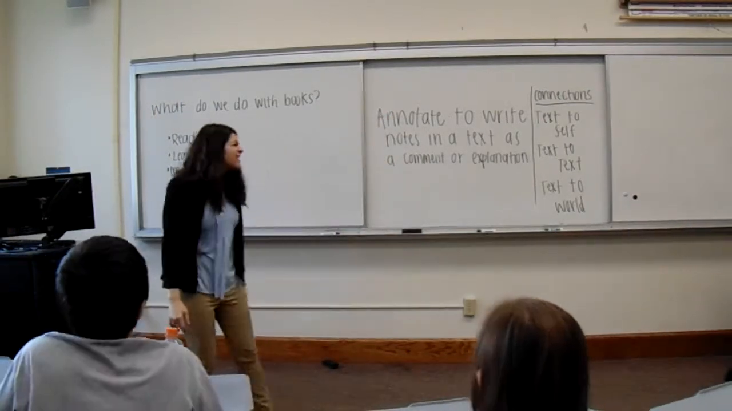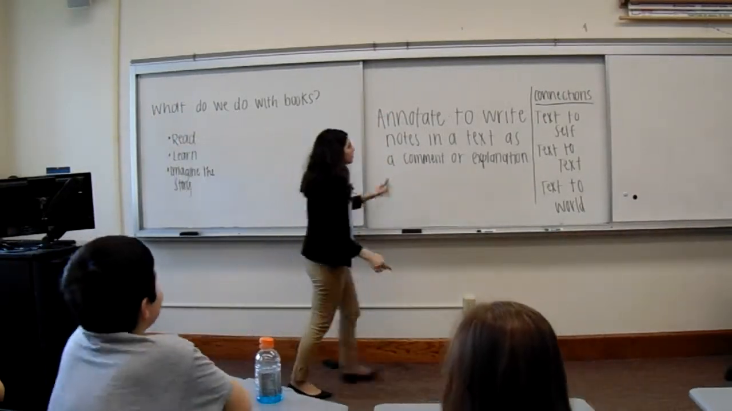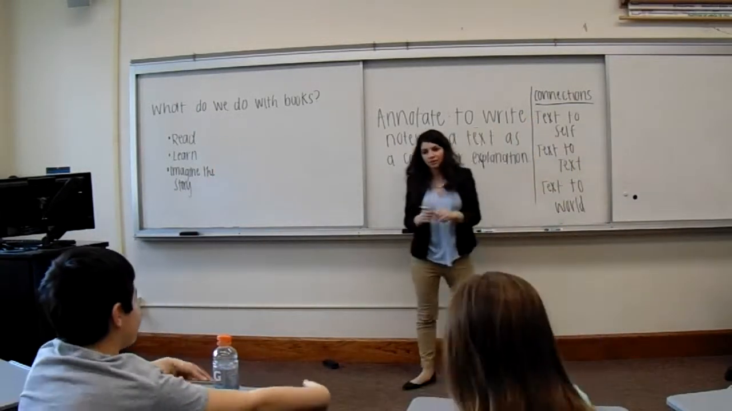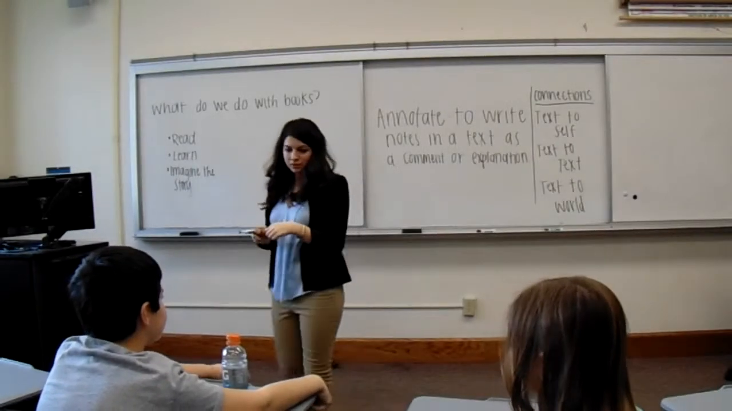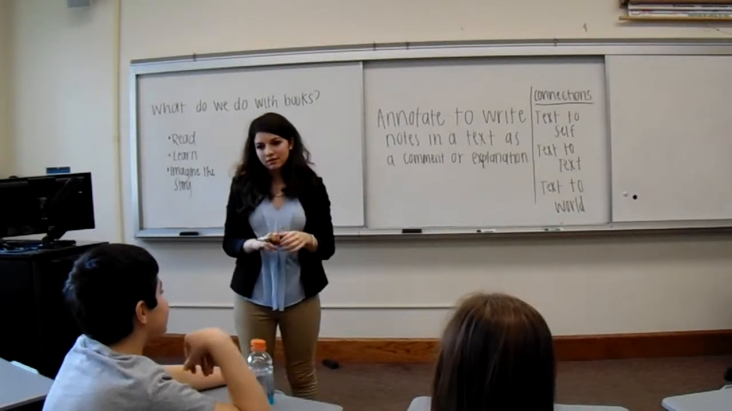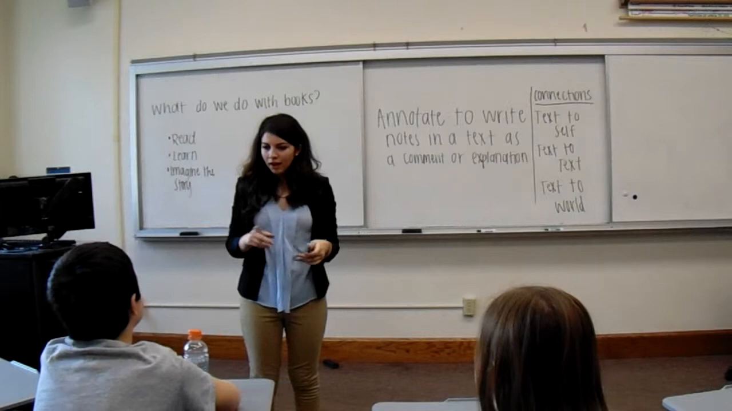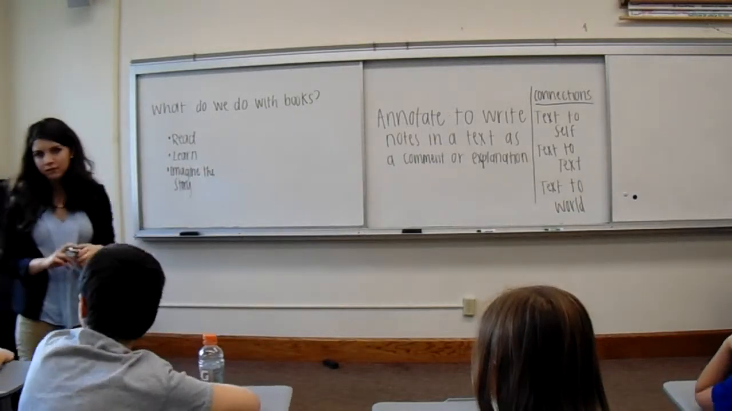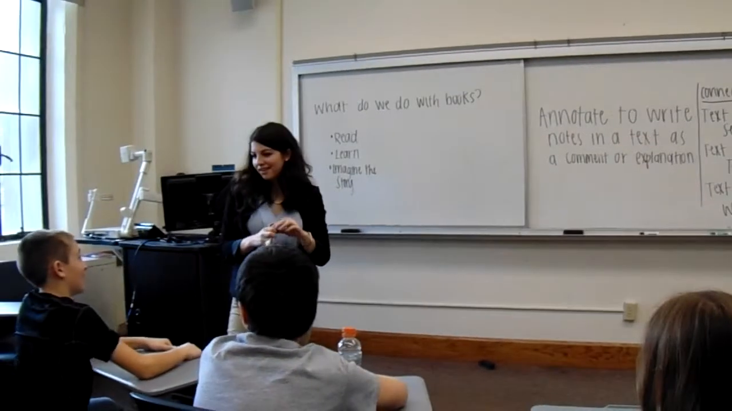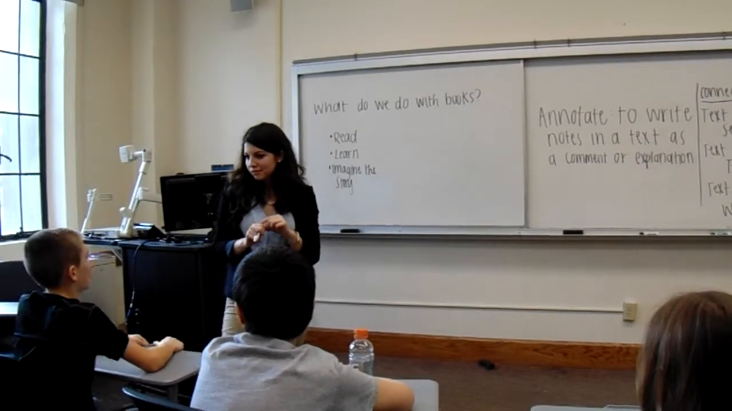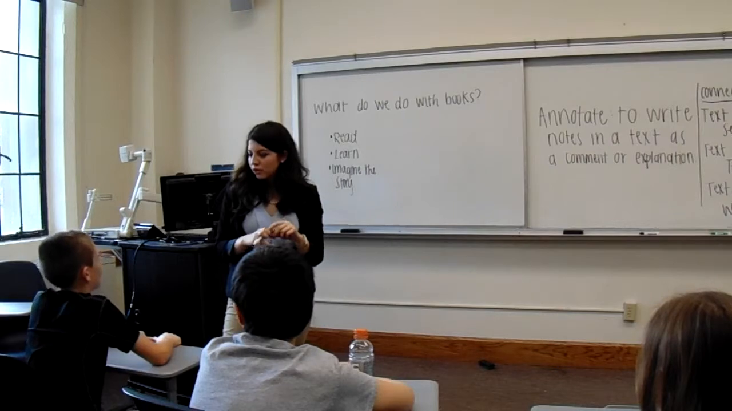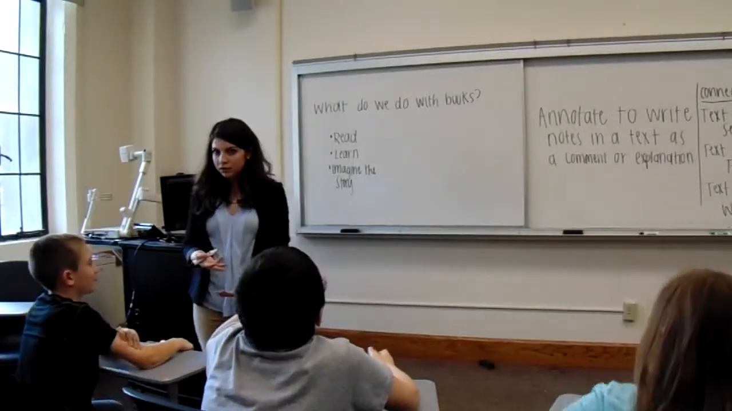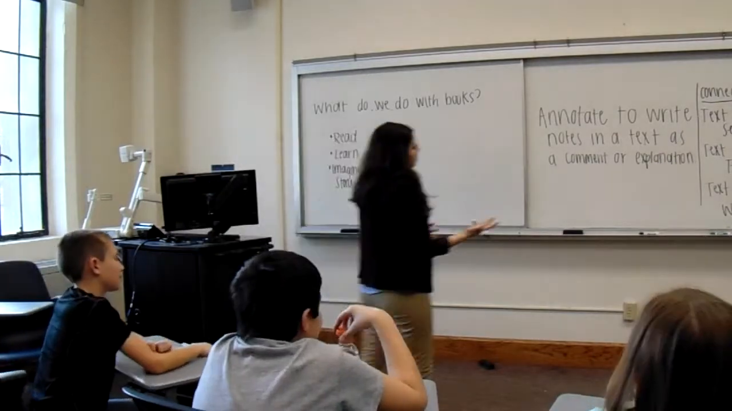Good job. So let's think of some examples of these things. What do we think text to self is? You read something in a book and it has the same characteristics as you. Yeah, for sure. So Tristan, give me an example of that. Maybe you see something in a book that you do too, and you can make a note about that in the margins, like, oh, I like to ride my bike, and so does this character. And that will help you understand the book a little bit more.